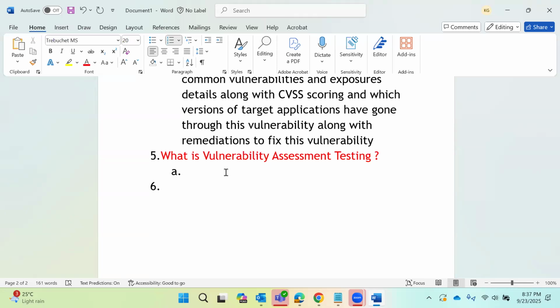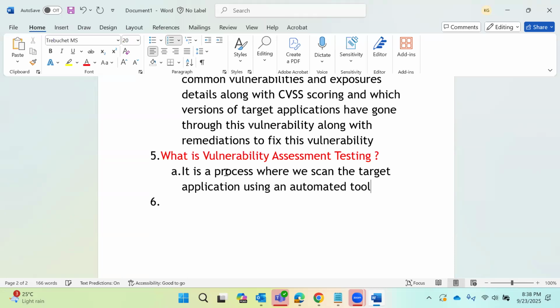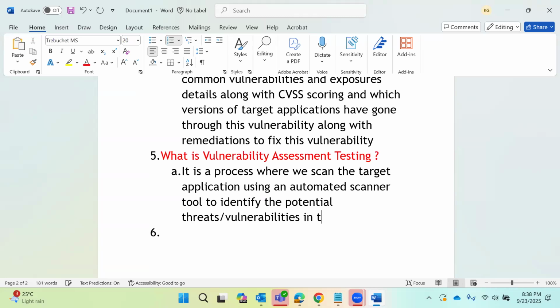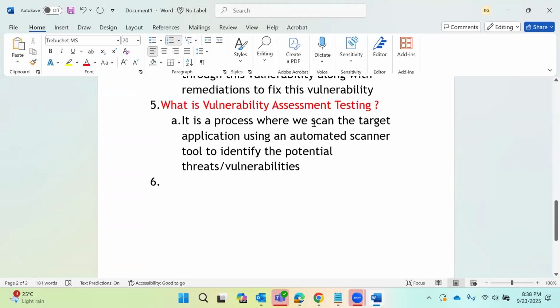So what is vulnerability assessment testing? It is a process where we scan the target application using an automated scanner tool to identify the potential threats or vulnerabilities.